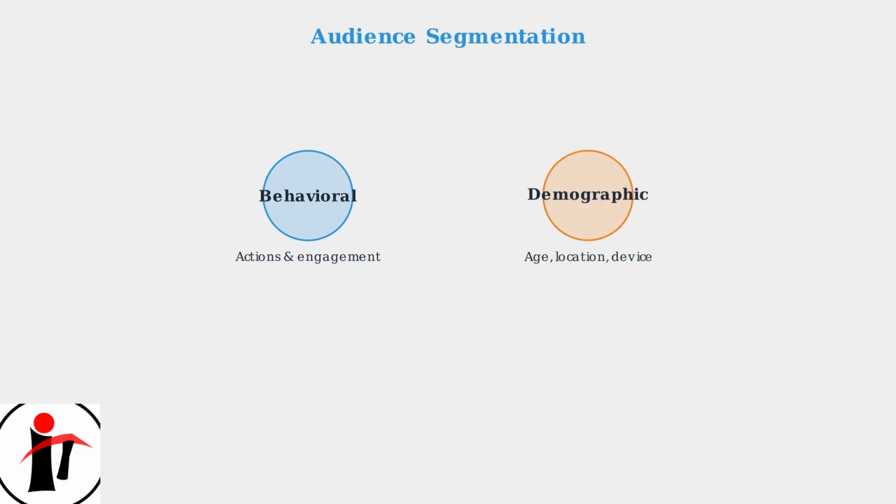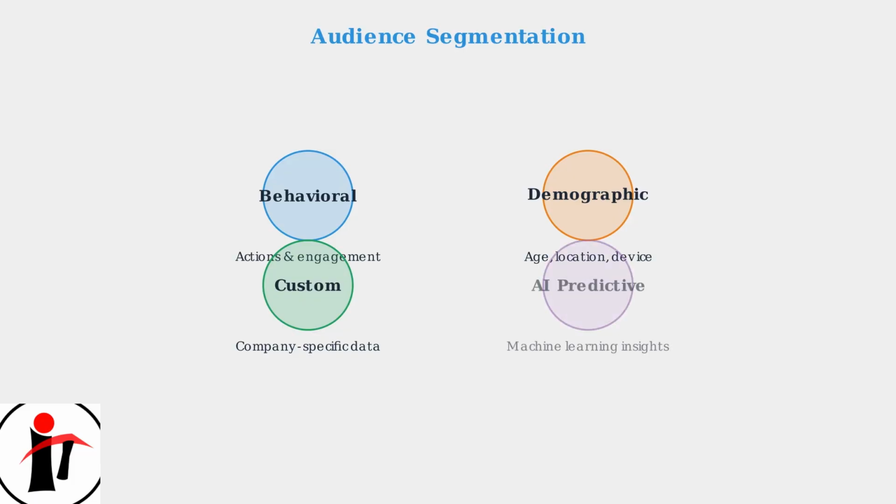Demographic segmentation uses traditional data points like age, location, and device preferences to create targeted groups. Custom attributes allow you to segment based on your company's specific data points and business logic. AI predictive segmentation uses machine learning to identify patterns and predict user behavior, creating highly targeted audiences automatically.